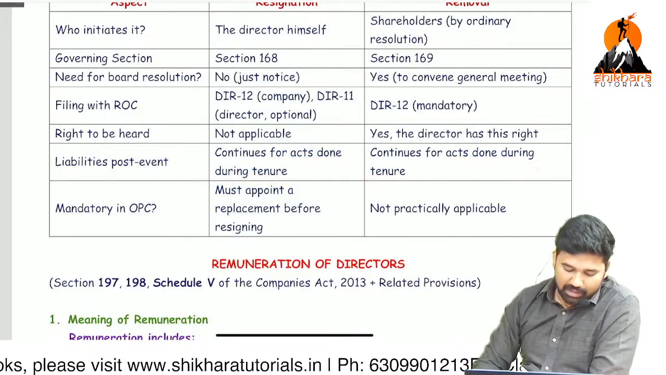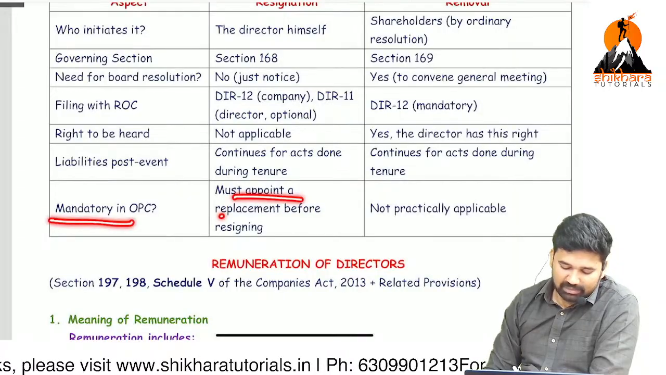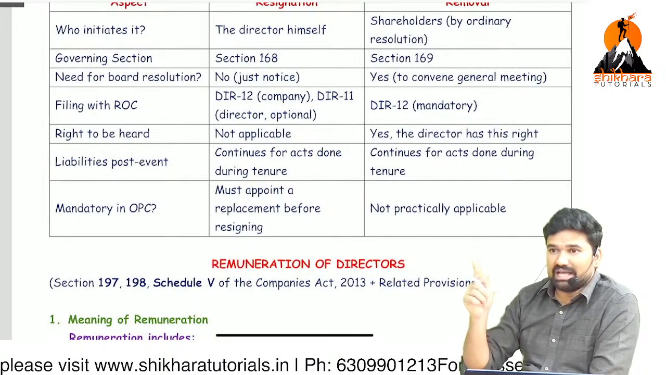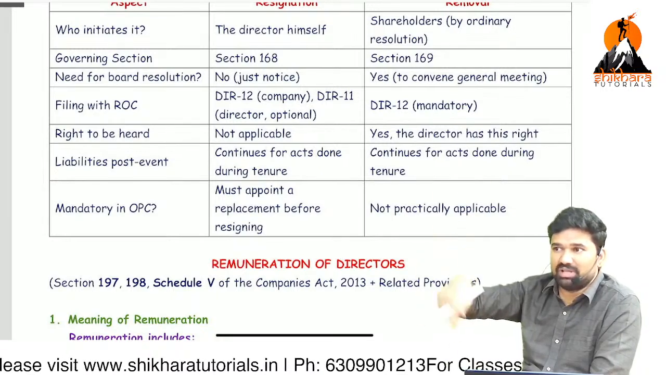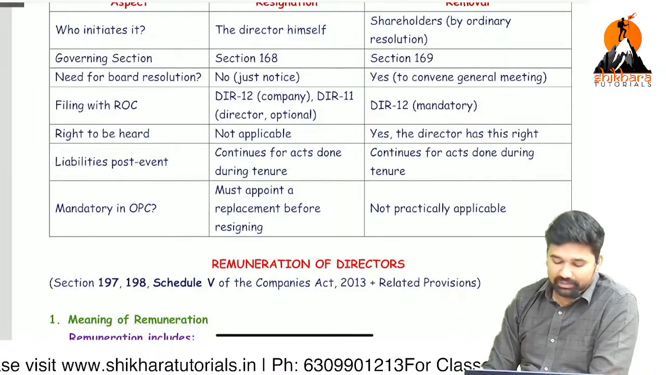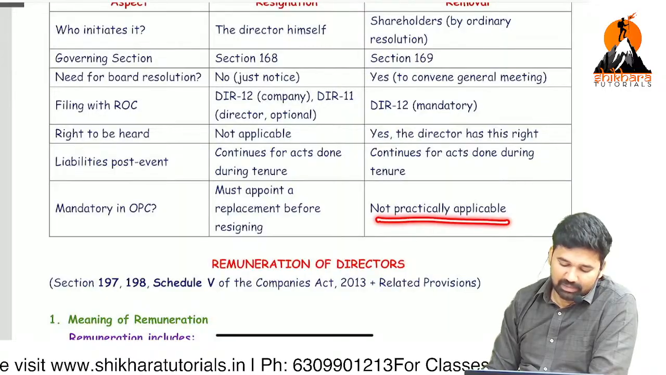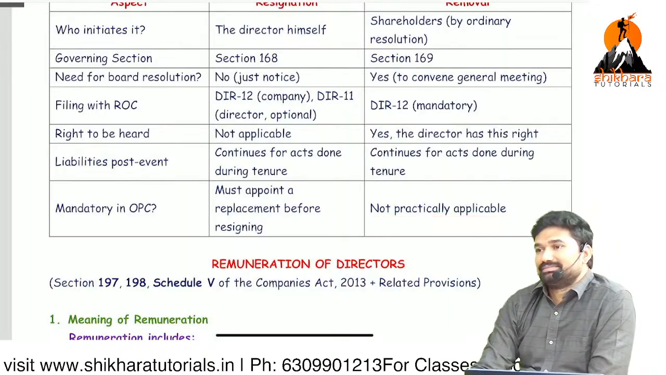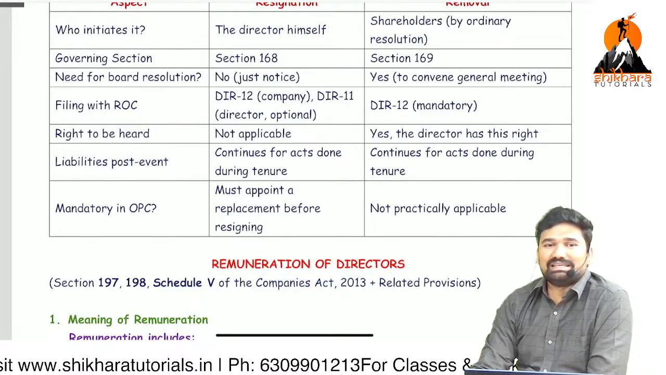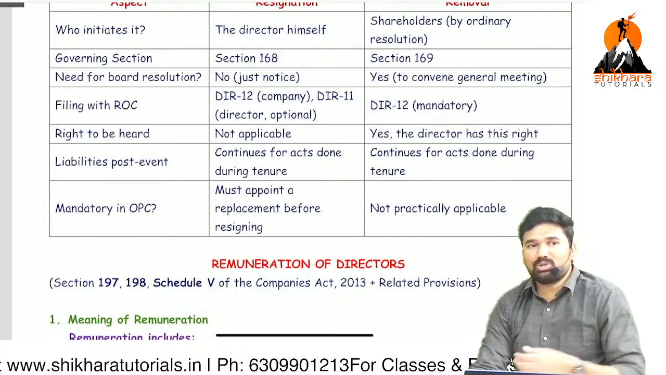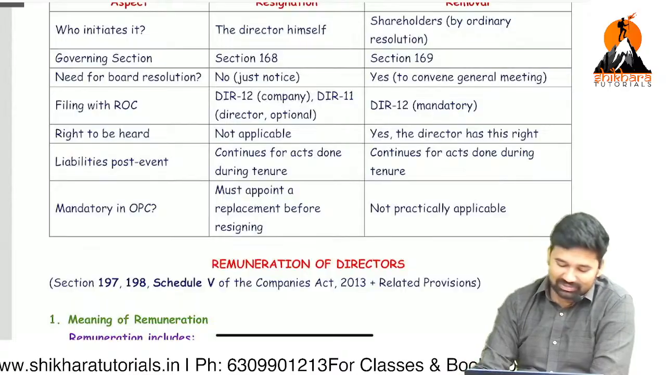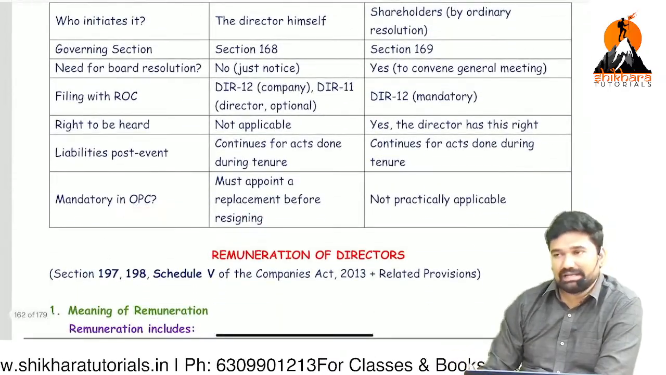Liability will continue. Mandatory in OPC, must appoint a replacement before resigning. I have already told this point. The sole director has to appoint another person in his place before the resignation. He can't just go out of the company. Next, not practically applicable. Why not practically applicable? How many members are there in an OPC? One member. That one member has to convene a meeting and remove the director. No, that is why removal of directors in OPC is not practically possible.